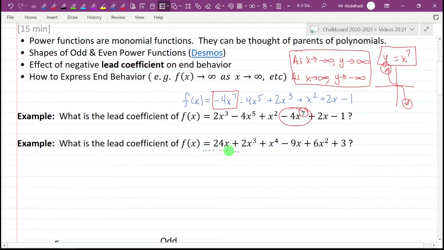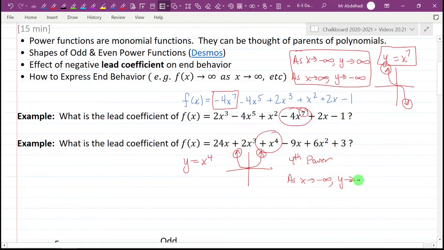Okay, let's try it with this one here. I'm not going to rewrite this one in order. Just look through this and find the highest power term. There it is, x to the 4th. So this is a version of y equals x to the 4th. So its end behavior should be the same as the end behavior of y equals x to the 4th, meaning up on both sides. So it's a 4th power function, and the end behavior is as x goes to the left, which is negative infinity, y goes up, which is y approaches infinity, and as x goes to the right, which is positive infinity, y also goes up, so y also approaches infinity, and there's your end behavior.